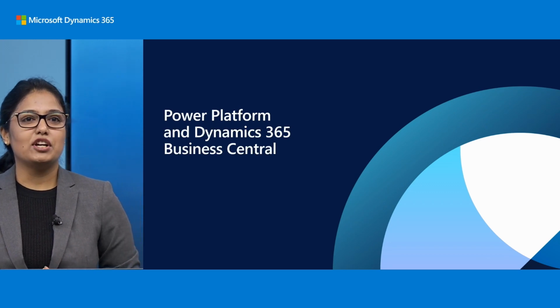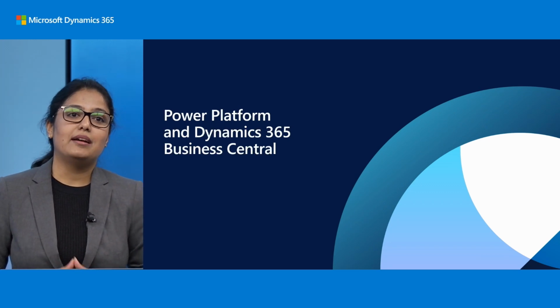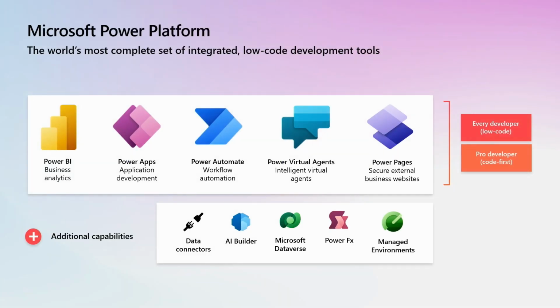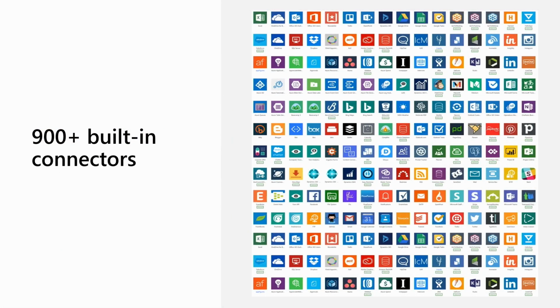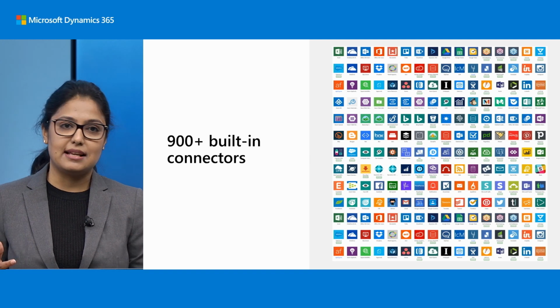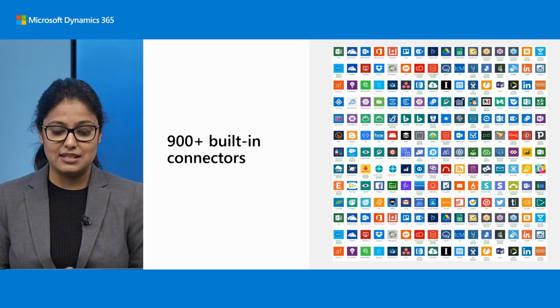Let's start with a quick refresher on what the Power Platform and Dynamics 365 Business Central offer together. As we all know, Power Platform is the world's most complete set of integrated low-code development tools. But today we are going to focus on Power Automate, where any customer and partner is empowered to create an automated sequence of tasks using flows. Power Platform offers 900 plus built-in connectivities for cloud services, files, web APIs, etc. And of course, it includes Business Central.